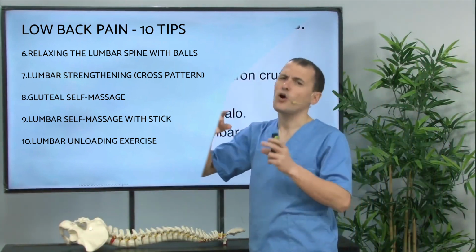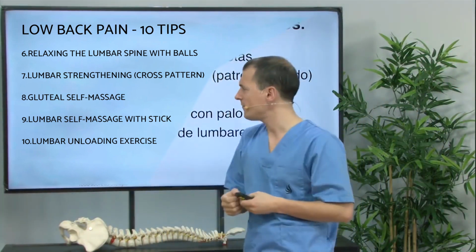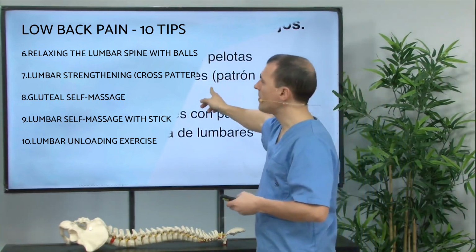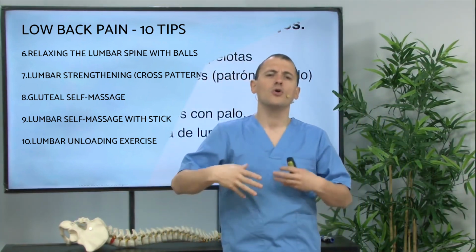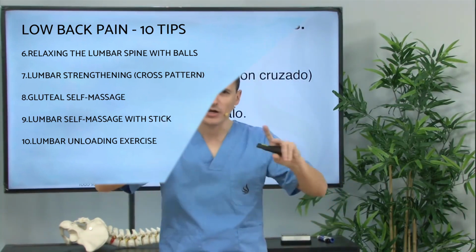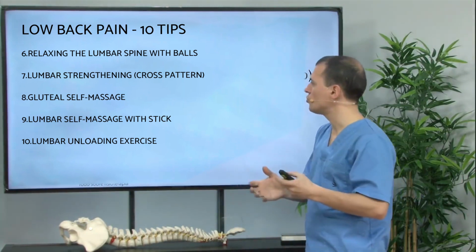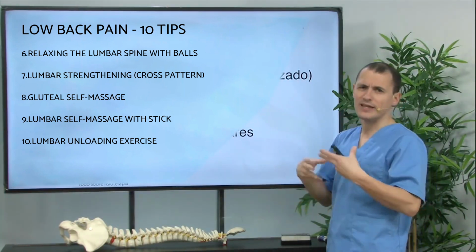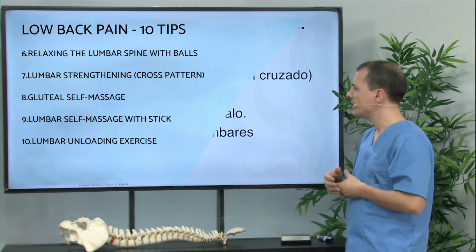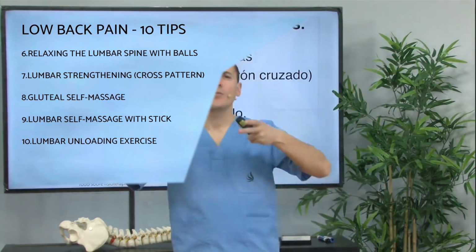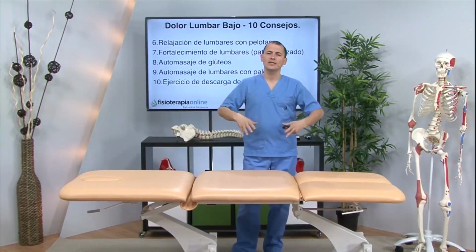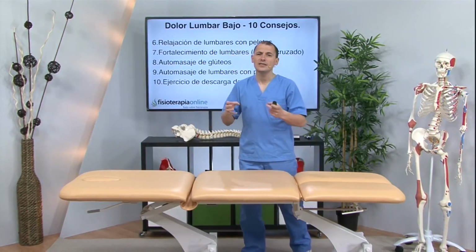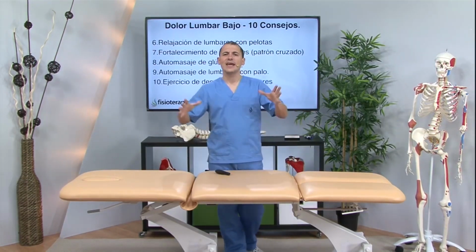We are going to do a relaxation exercise for the lower back with balls, aimed in this case at opening this lower lumbar area. A strengthening exercise for the lower back using a crossed pattern. A wonderful self-massage of the glutes, very suitable for these pains in the sacroiliac area that also have a lot to do with the glutes and piriformis. A self-massage of the lower back with a stick to relax the quadratus lumborum and all this musculature of the lumbar mass. And an exercise to release tension through tapping on the lower back, which will also help to restore the capacity of that area to expand and relax.